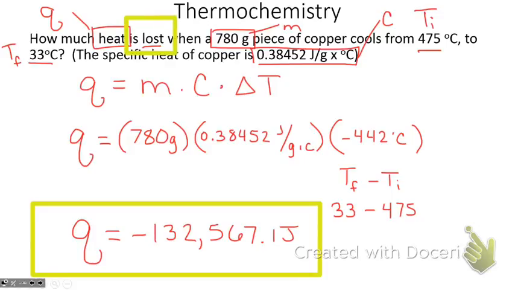So there are a couple of tricky things here. That key word up there in the problem says how much heat is lost, meaning released into the surroundings. So you can either represent that with a negative Q value, meaning exothermic, or you can just write, this much heat was lost or sent into the surroundings.